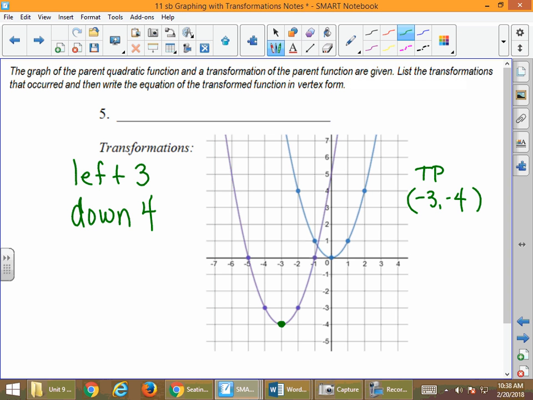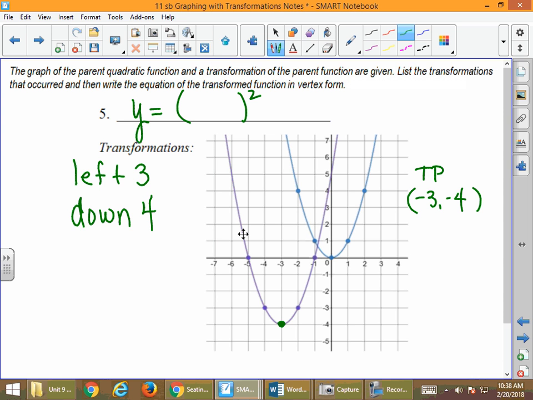And we don't have any reflections on this graph. So the only other option is, do we have a vertical stretch or compress? But as we look at the vertex, we went 1 space to the right and 1 up. We don't have any vertical stretch or compression either. So if we write this in vertex form, this is going to be y equals.